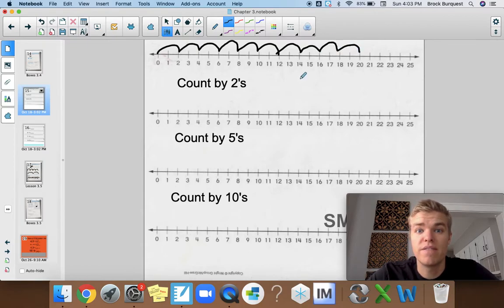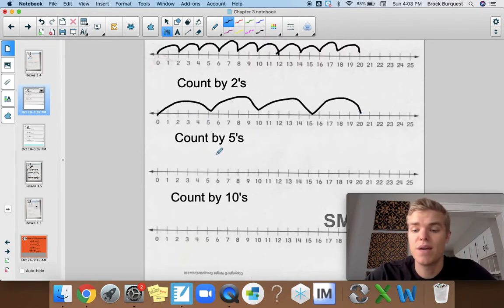Awesome. Let's look how to count by fives. So again, we're going to start at 0, and we're counting up. We're always going to count to the right. Okay? So we're going to start at 0 and count 5, 10, 15, 20. Notice now it's counting by fives, we skip more numbers. So there's a bigger space in between.